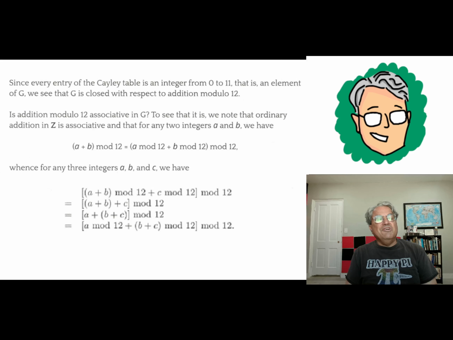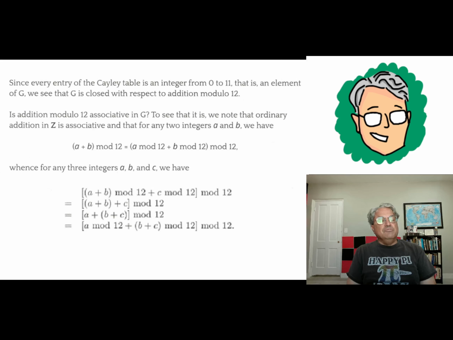This is a little bit of an algebraic trick, but we know that ordinary addition is associative. So what happens when you do ordinary addition and then you take everything modulo 12? Well, I think it's pretty easy to see that, since ordinary addition is associative, it doesn't matter whether you take things modulo 12 before or after you group the terms.